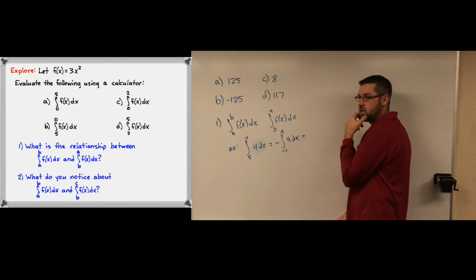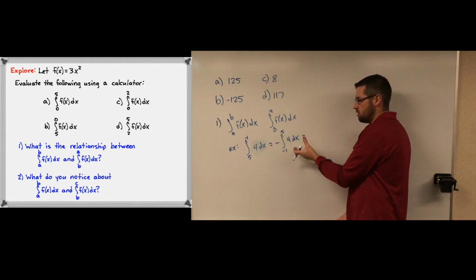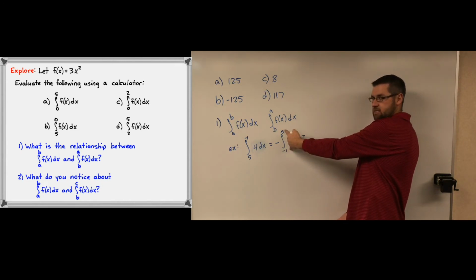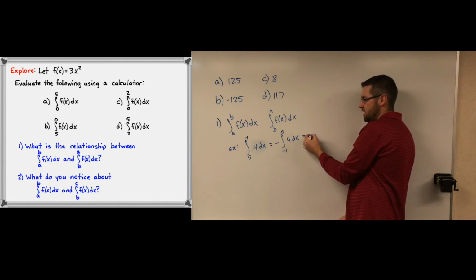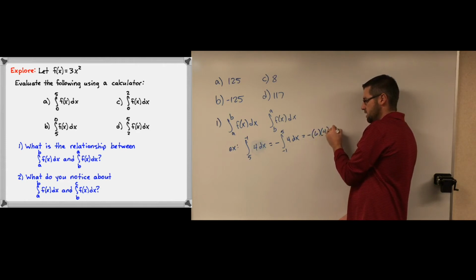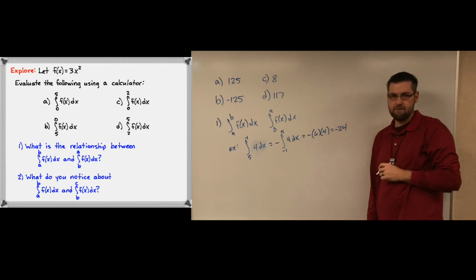So what kind of function is this? It's a line. So what kind of shape are we getting when we're finding the area? Rectangle. What's the width of the rectangle? 6, because it's that distance. And what's the height? 4. So then this would be negative 6 times 4. So negative 24. You guys get that? Yeah.